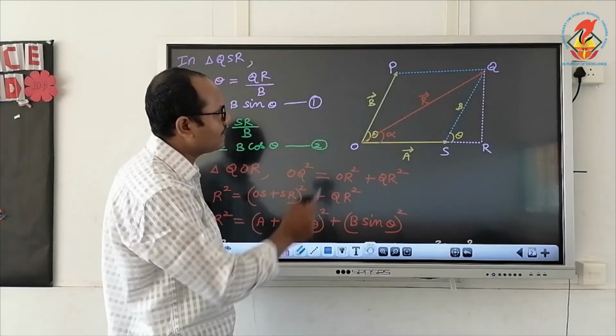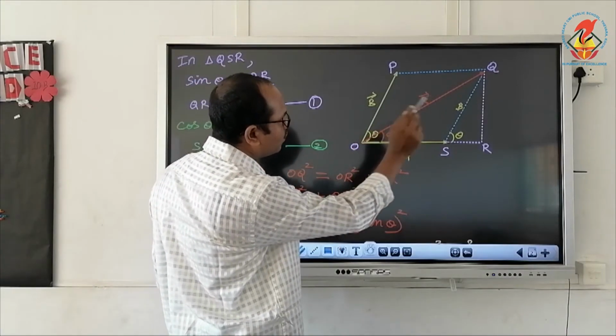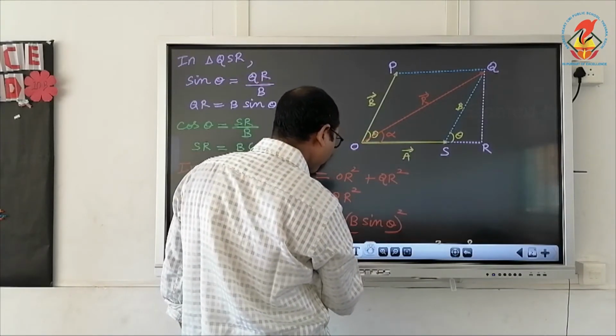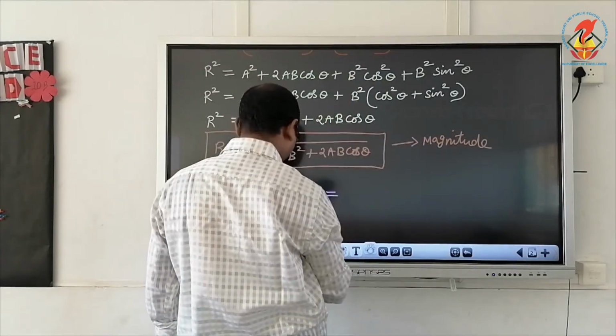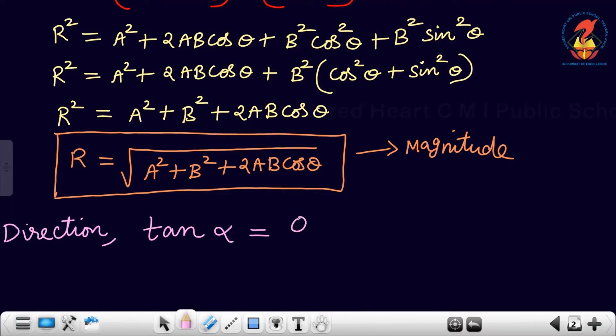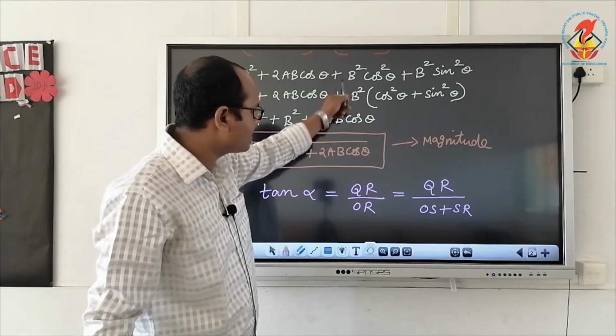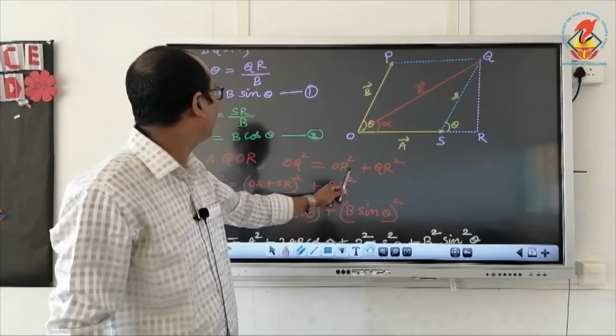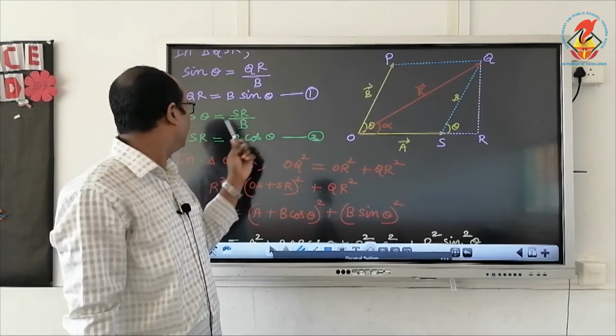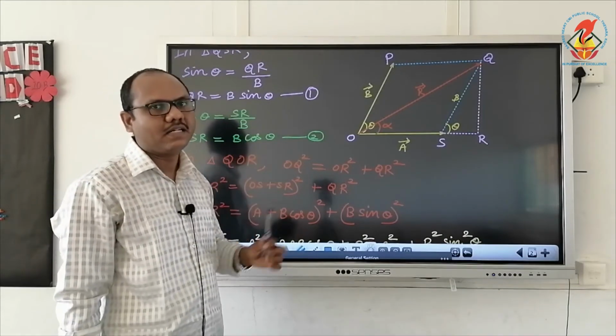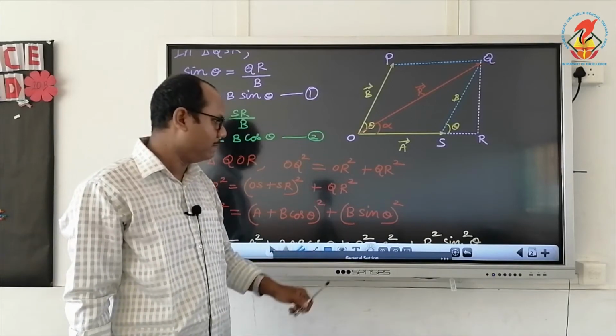Okay, so I am going to write that now. Tan alpha is equal to QR by OR, and QR is written like this, OR is written as OS plus SR. And we studied two things in the beginning itself, that means in equation 1 and 2, QR is B sin theta and SR is B cos theta. So I am putting these two things here.